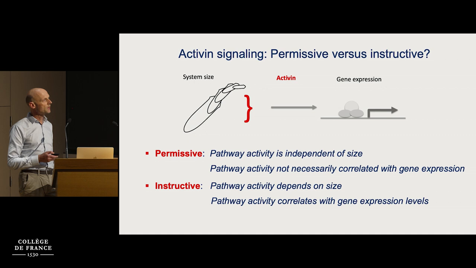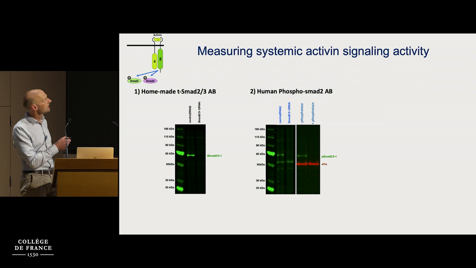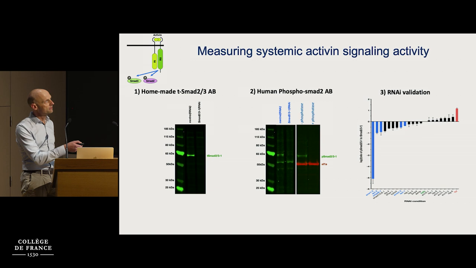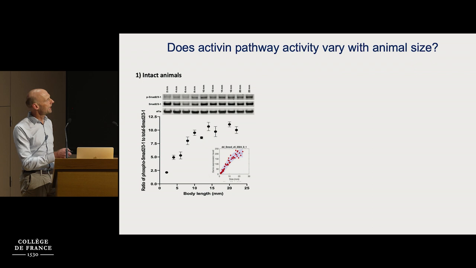Now, to get at this, we first had to raise antibodies, and we borrowed here the established strategy from Drosophila, raising antibodies against the phosphorylated state of the signal transducer, SMAD2 here. And second, we made an antibody against the total SMAD, meaning that we could take the ratio between phosphorylated and non-phosphorylated SMAD as a readout of pathway activity. And again, using RNAi to verify this tool, we can be sure that this is indeed a reporter assay for measuring pathway activity.